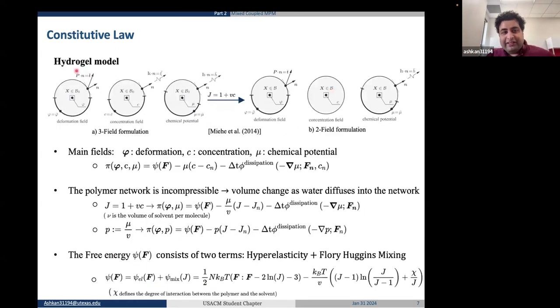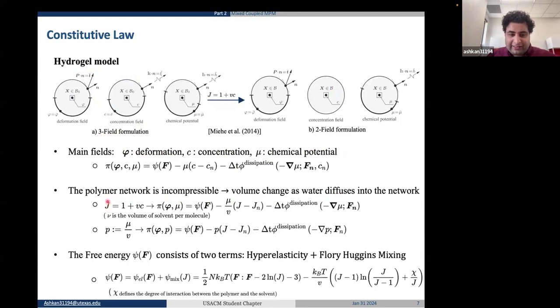Okay, now we go to hydrogel modeling. Hydrogel modeling, when you want to model diffusion in solids, is a three-field formulation with the fields deformation, concentration, and chemical potential. But we have one assumption, which is that the polymer network is incompressible. So all volume changes in the domain occur as water diffuses into the network.